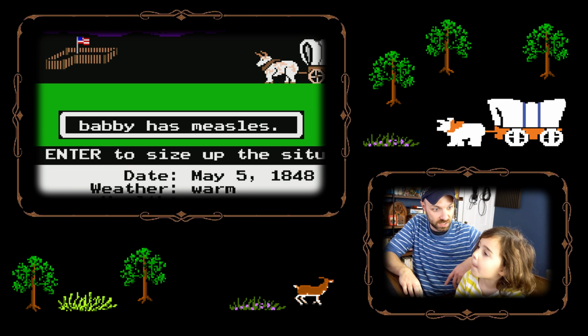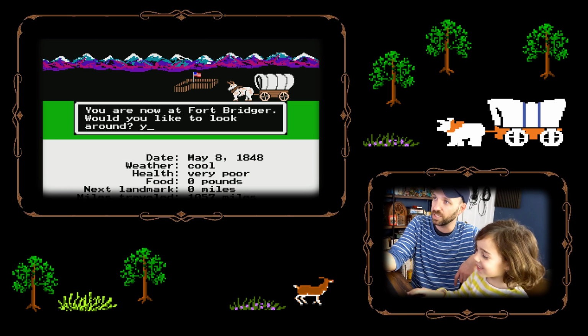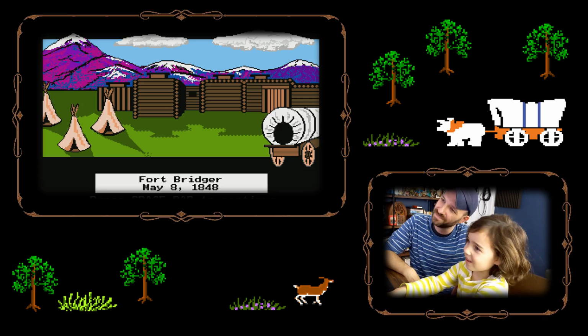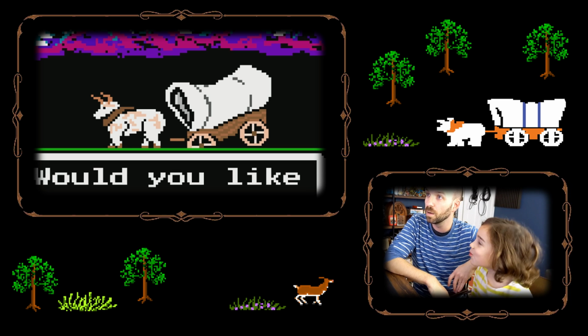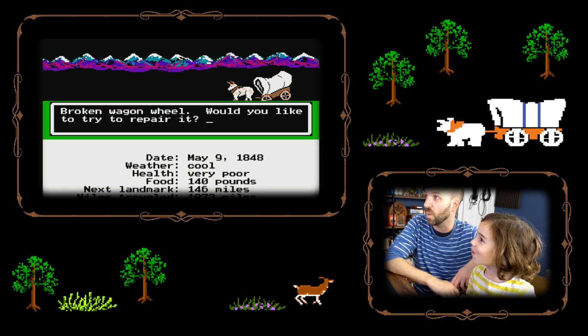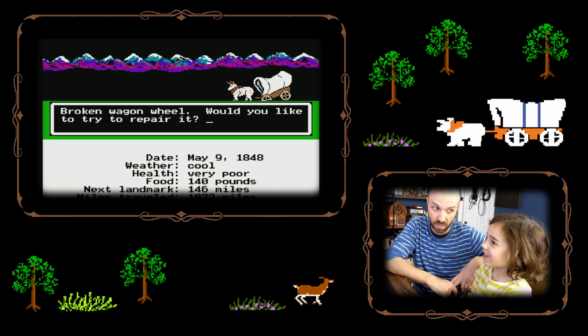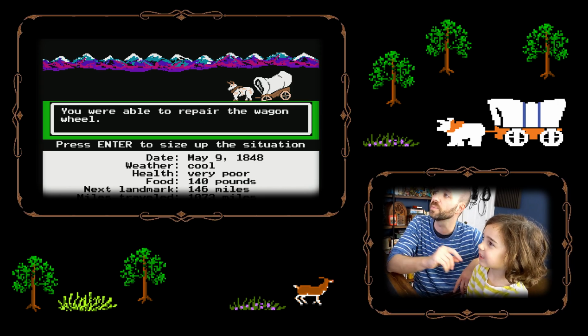Baby has measles. Would you like to look around? No! Let's buy some supplies, shall we? Yes. Whoa! Broken wagon wheel. Would you like to try to repair it? Yes. You were able to repair the wagon wheel. Nice. We didn't have to use the supply.